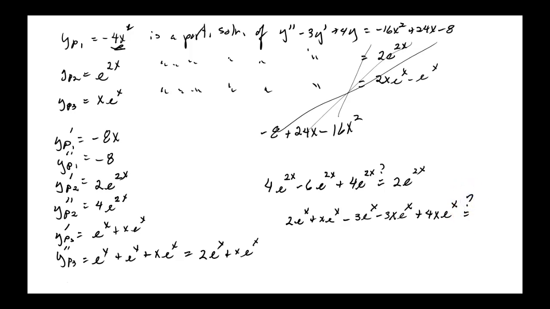Is that equal to, well, let's see what it's equal to. Here we have a 2e to the x minus 3e to the x. That's minus e to the x. Right? So that takes care of those two. And here we have 1 and 4 are 5, minus 3 is plus 2x e to the x. And sure enough, that's what we got. Okay? So, those three particular solutions work for those three g of x's, right?